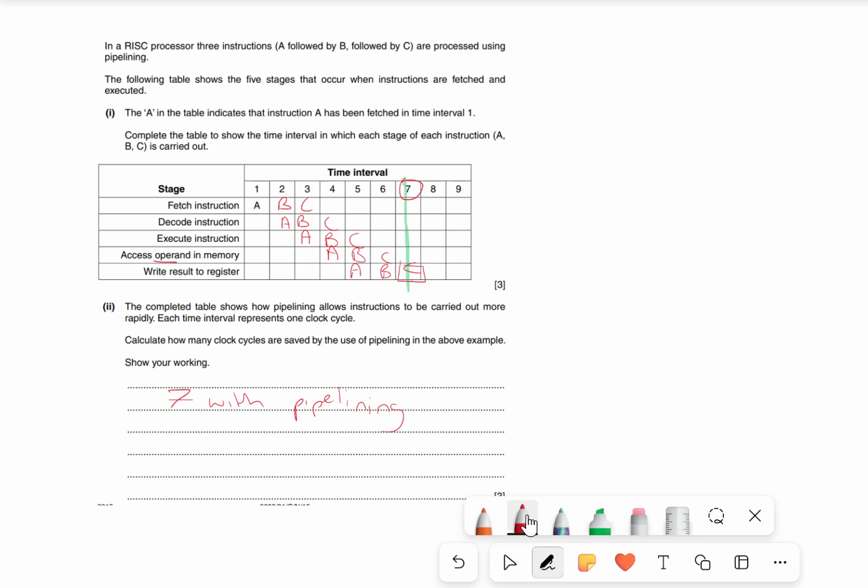If we didn't have pipelining, we would have to do all of A, then B, then C. So how can we calculate that? Well, we've got 5 stages, so I'm going to write 5 here. We've got 3 different instructions, so I'm going to times that by 3. This will give us 15. So without pipelining, the time interval would be on 15 all the way down here. Once A is finished, we then begin B, and when B is finished, C, which will be 15. To work out how much we're saving by the use of pipelining, it's just going to be 15 minus 7 equals 8 saved.